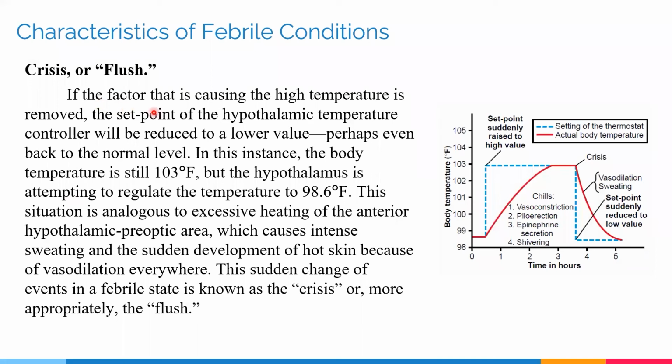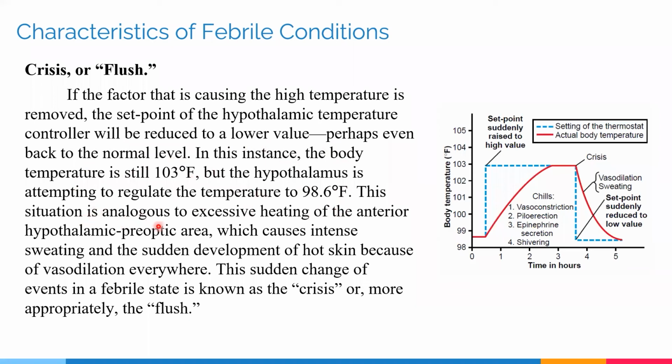If the factor that is causing the high temperature is removed, the set point of the hypothalamic temperature controller will be reduced to a lower value, perhaps even back to normal. In this instance, the body temperature is still 103 degrees Fahrenheit, but the hypothalamus is attempting to regulate the temperature to 98.6 degrees Fahrenheit.